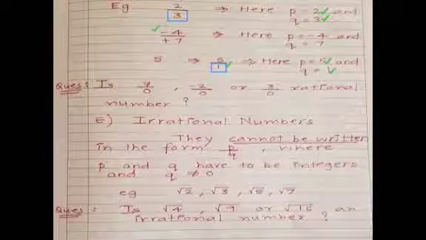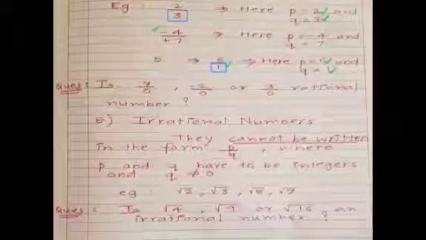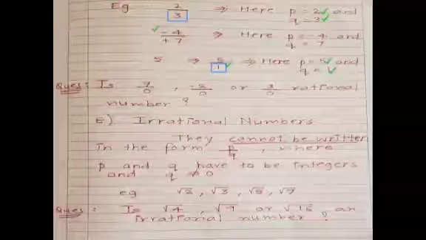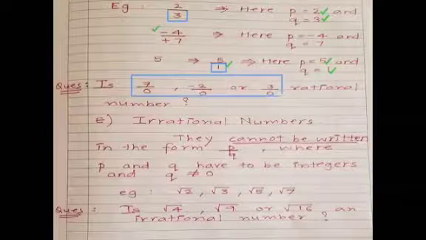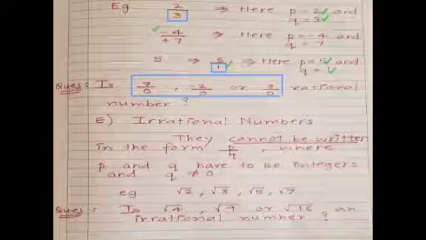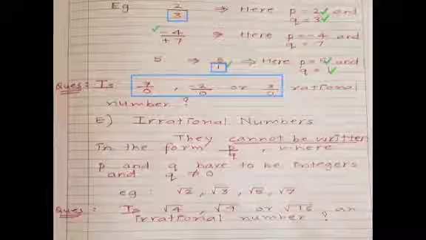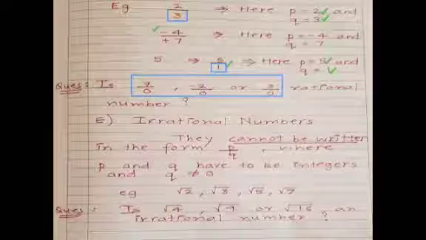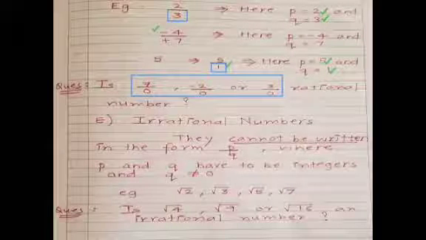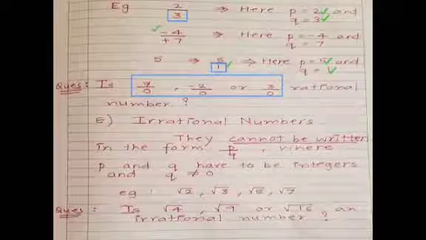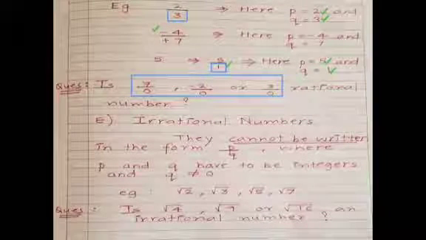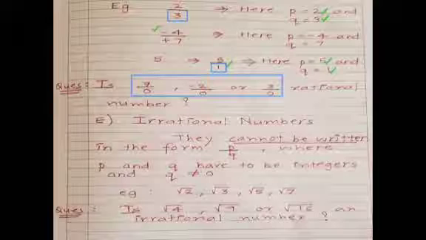Let me ask you a question. How about numbers like 7 upon 0, minus 2 upon 0, and 3 upon 0? Can they be called rational numbers? Let us try to find an answer to this by verifying whether these numbers follow the rules of being a rational number. Now, to be a rational number, what is required?